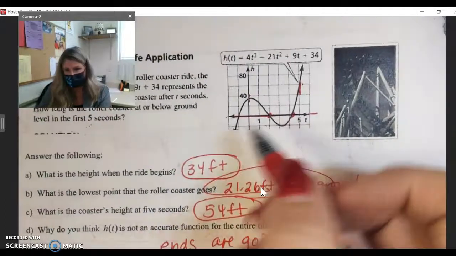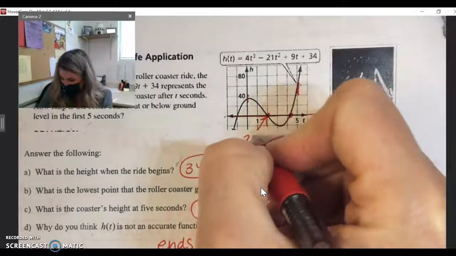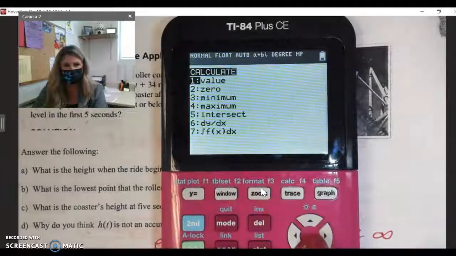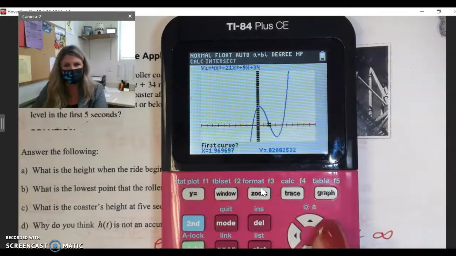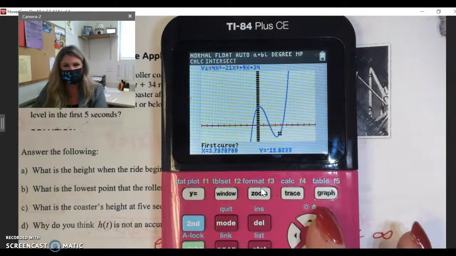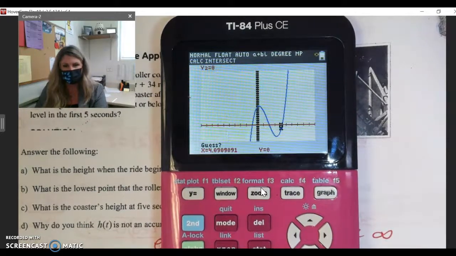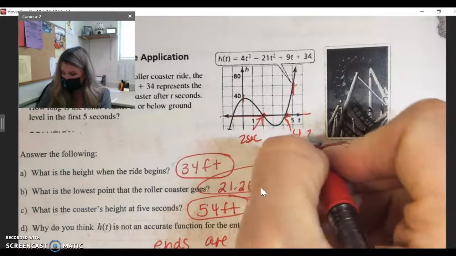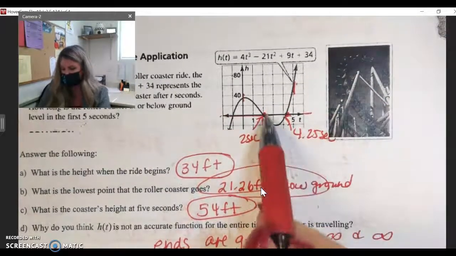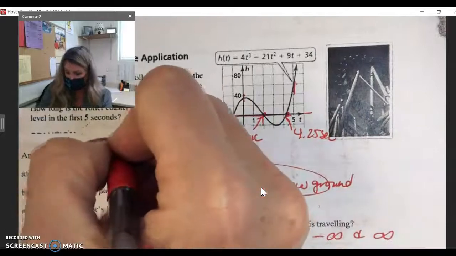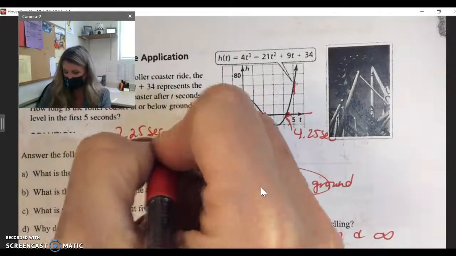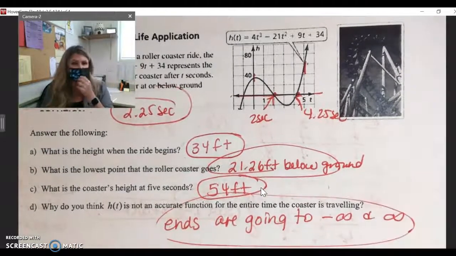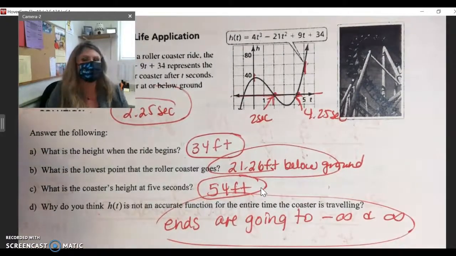So the first time is at 2 seconds. And then the second time, I'm going to do second trace, calculate, intersect, get over there close, and I'm going to do enter, enter, enter, 4.25. That's the second time. So for how long, guys, is it below ground level? Right, 2.25 seconds. Okay, so that's just like one of those real world application problems that they always have at the end of big ideas.